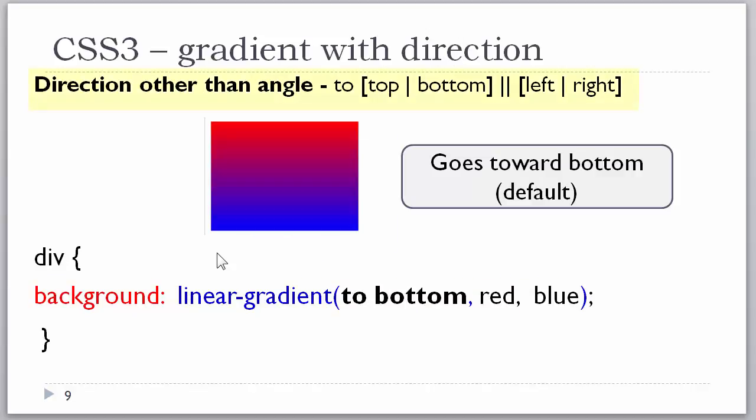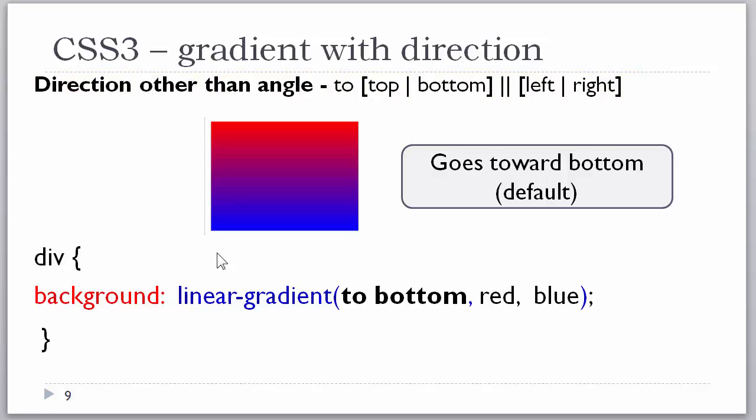So let's take a look at creating a gradient with a direction other than an angle. We are using different words to specify directions, and we have a combination of top, bottom, left, right.